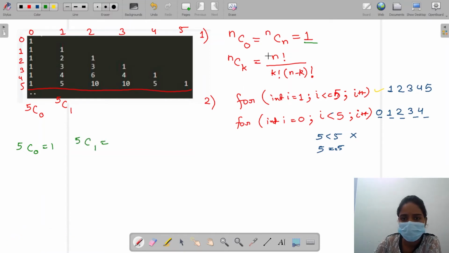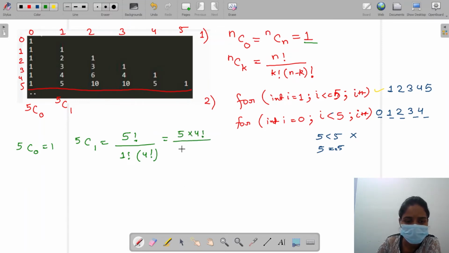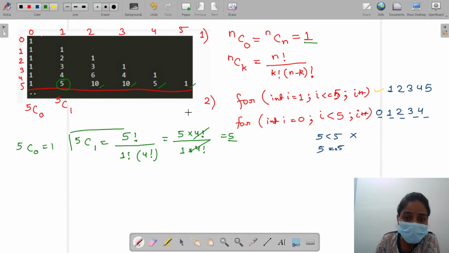5C1. We know the formula nCk, that is 5 factorial divided by 1 factorial multiplied by (5 minus 1) factorial, that is 4 factorial, which can be written as 5 into 4 factorial divided by 1 factorial, which is 1, and 4 factorial. 4 factorial will be cancelled out and we get 5. So we calculated 5C1 and we are getting 5. This is 5C2, this is 5C3, this is 5C4 and this is 5C5.